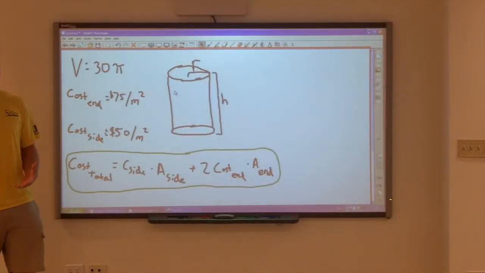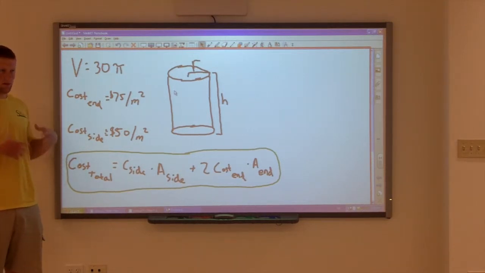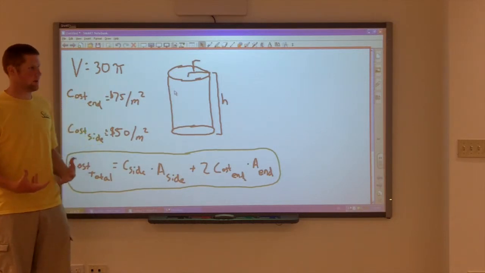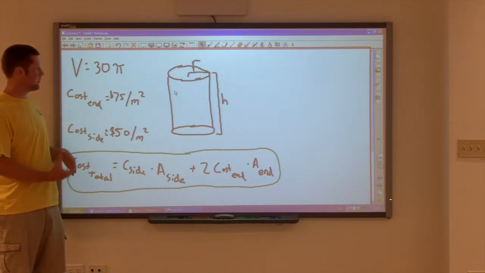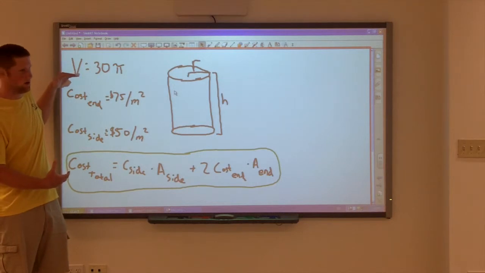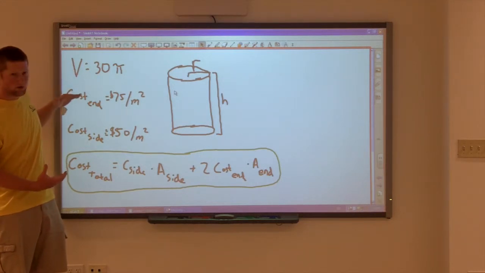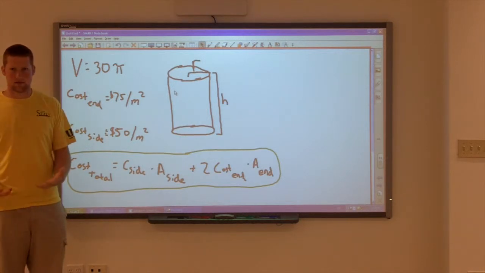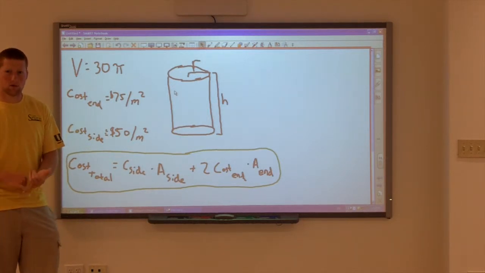So let's say that a company contacts you and they want you to design a cylinder for them. Let's say it's a soda can or some type of container to hold something. They tell you that the container has to hold a volume of 30 pi units. They give you the cost of the materials for the ends and the sides. The goal, obviously it's a company, they want to minimize the total cost.